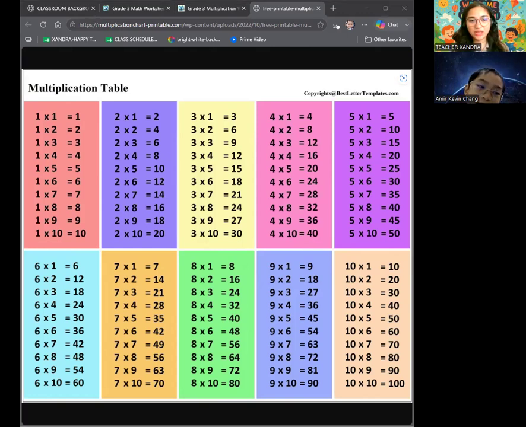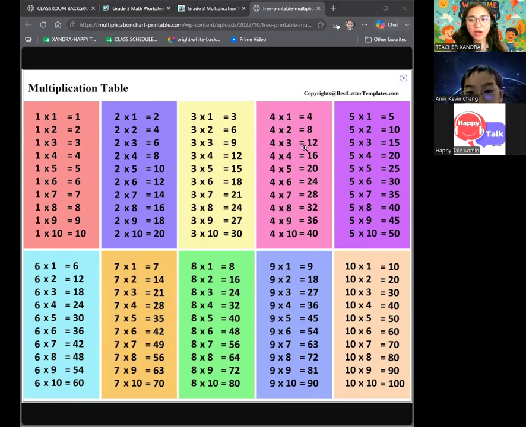Okay, skip count by 3: 3, 6, 9, 12, 15, 18, 21, 24, 27, 30. Okay, skip count by 4's: 4, 8, 12, 16, 20, 24, 28, 32, 36, 40. Okay, how about 5? 5, 10, 15, 20, 25, 30, 35, 40, 45, 50.